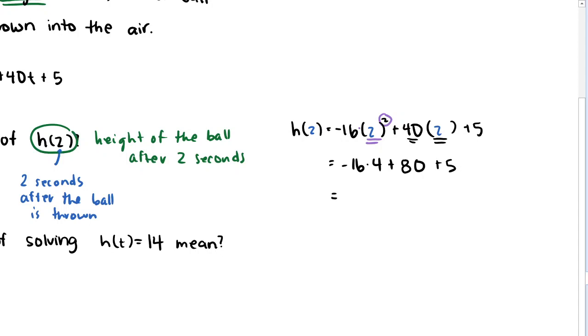Okay, so negative 16 times 4, that's negative 64. We have plus 80 plus 5. Negative 64 plus 80 is positive 16. Plus 5 gives us 21 out at the end of the day. So really the height of the ball is 21 feet. The ball is 21 feet in the air 2 seconds after the ball is thrown.